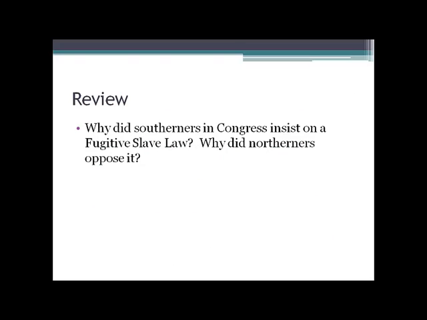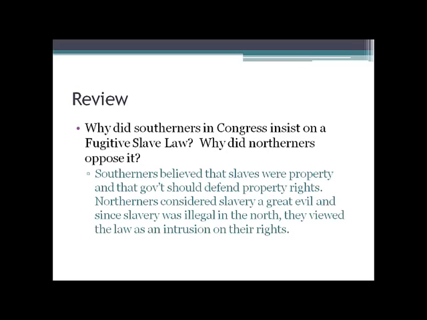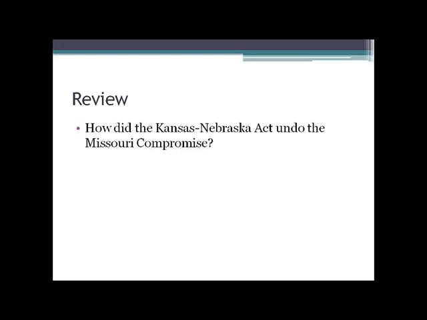So, to review, why did Southerners in Congress insist on a fugitive slave law? Why did Northerners oppose it? Southerners believed that slaves were property and that the government should defend property rights. Northerners considered slavery a great evil, and since slavery was illegal in the North, they viewed the law as an intrusion on their rights. Okay, your second review question: how did the Kansas-Nebraska Act undo the Missouri Compromise?